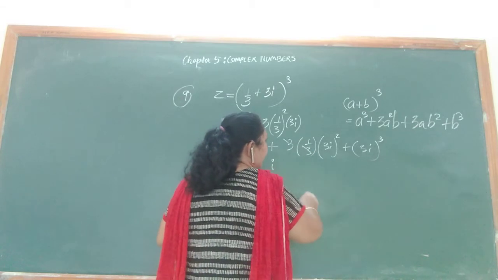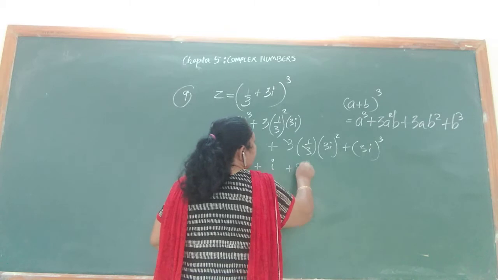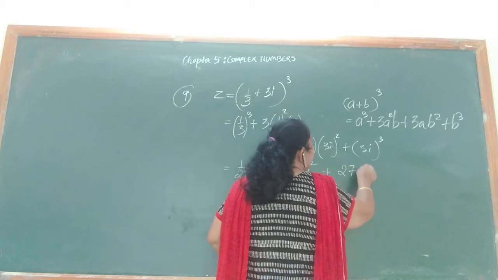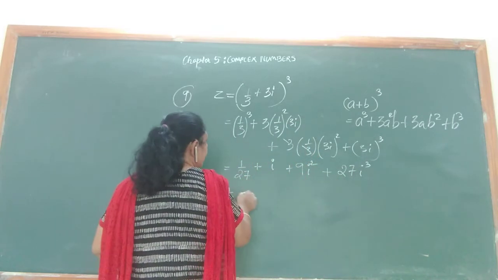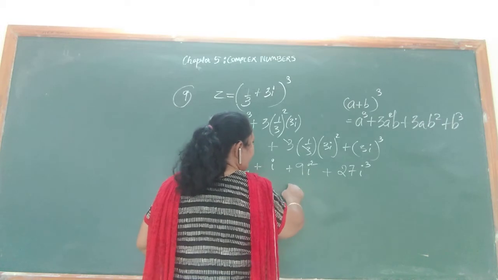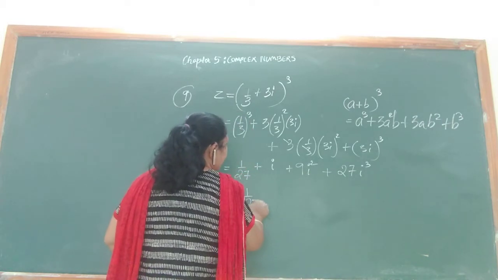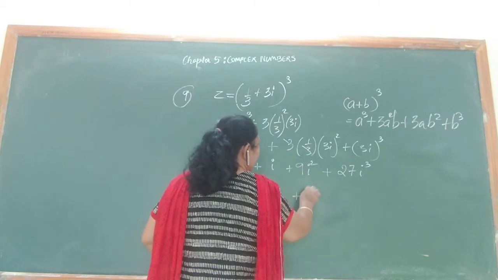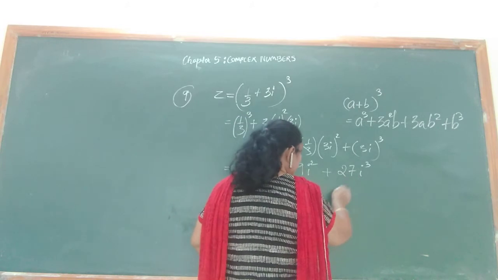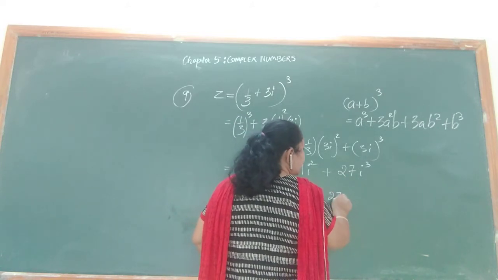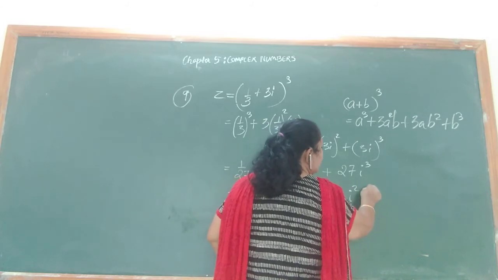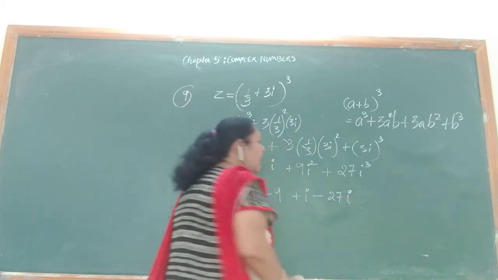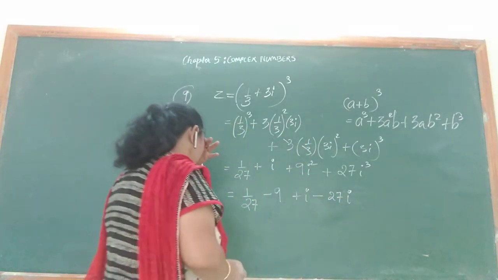Then 3 and 3 will get cancelled, and so I have plus 9i square and plus 27i cube. Now let us further solve it. This i square will become minus 1, so 1 upon 27, this becomes minus 9 plus i, and this i cube, I can write it as i square into i. So this i square will get converted into minus, and so I have minus 27i.